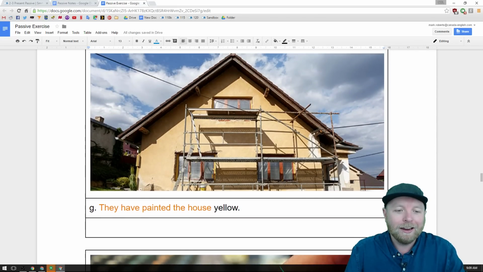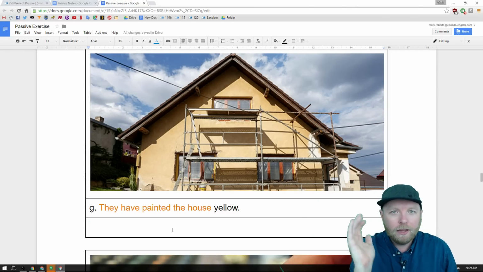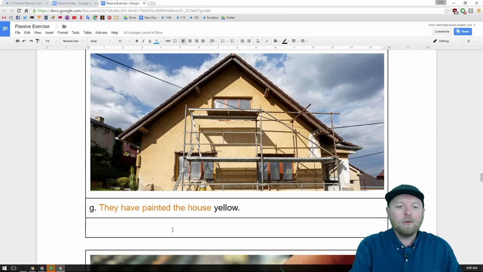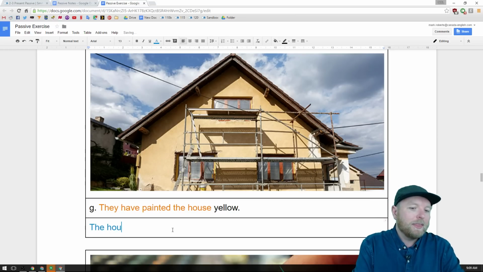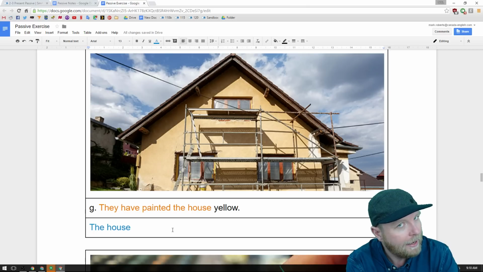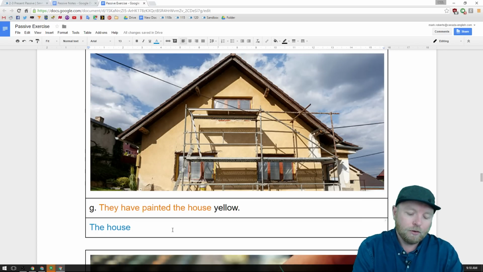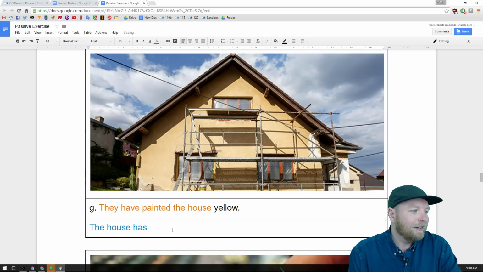One more. Okay. They have painted the house yellow. Who is they? Well, the workers. It's not important. They. So what do we say? Right? The house, present perfect. Or Dojan, don't say had. Don't say had, guys. Present perfect. You need have or has. Okay? The house have or the house has? Which one? Of course, the house has, right?